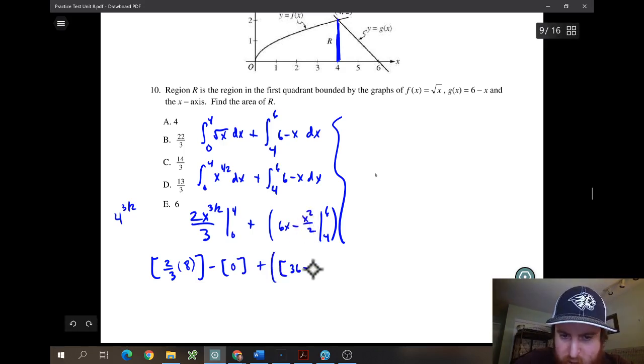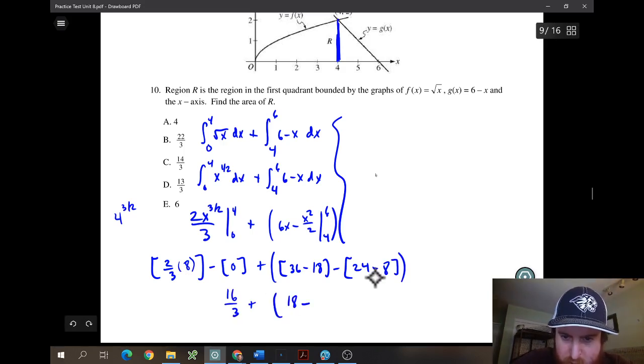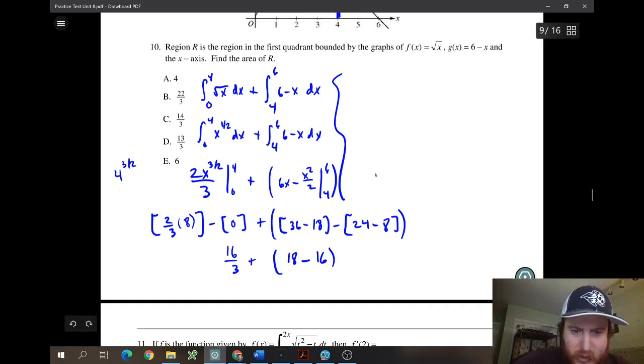Minus 6 squared is 36 over 2 is 18. Minus, then 6 times 4 is 24. Minus 4 squared is 16 over 2 is 8. So this is going to be 2/3 times 8 is 16/3. Plus, then in parentheses, this is 18 minus 24 minus 8, which is 16. So that's 16/3 plus 2.